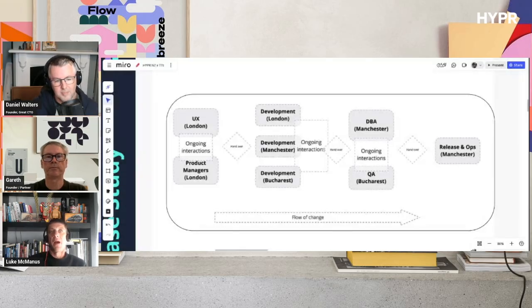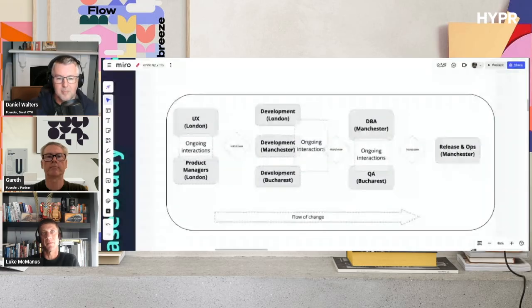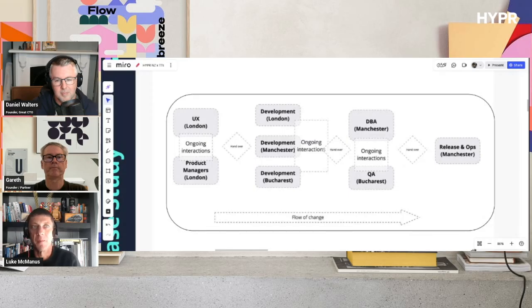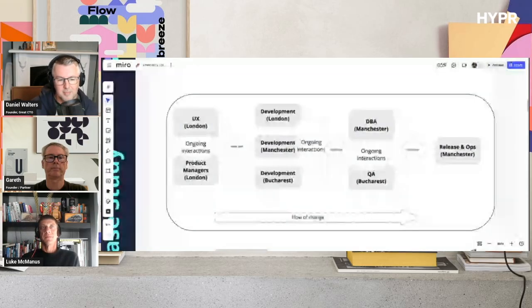Exactly. We're not going to have time to cover it in this episode, but the reason I've changed the container around all of the different functions is that's kind of where we want to move to. What we really want to get to is a group of people inside of a container that have all of the capabilities to deliver that flow of change from idea all the way through to production.